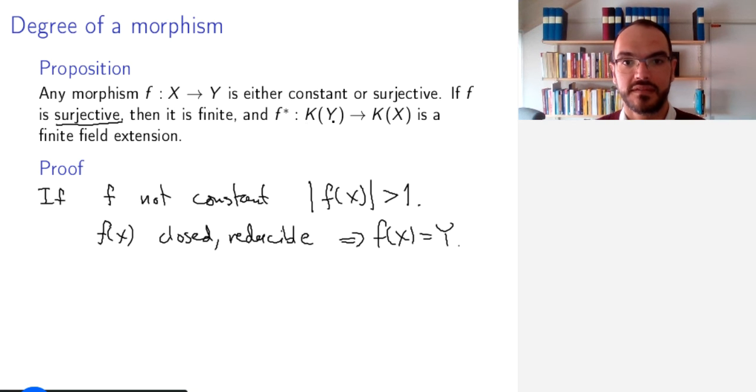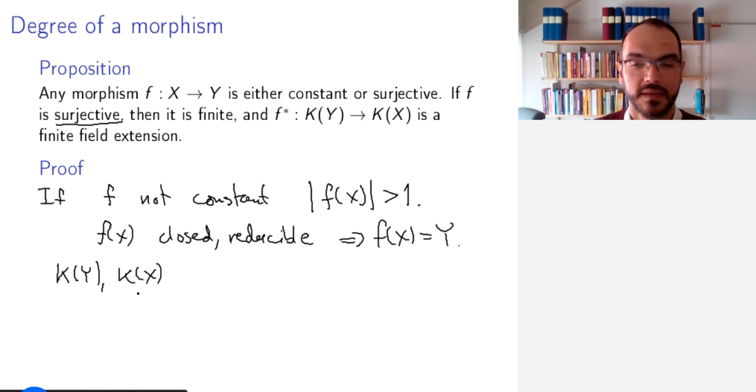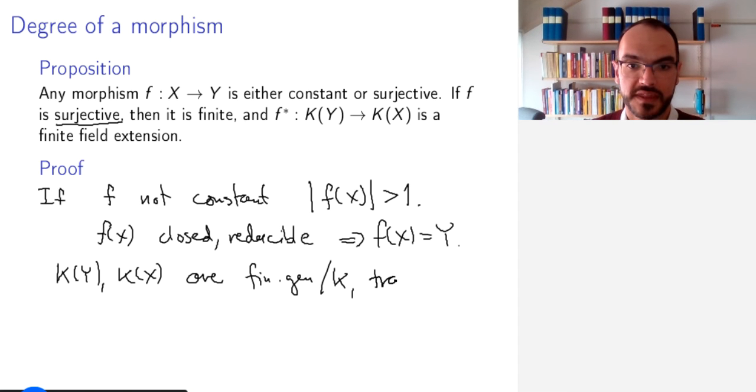To show that this is a finite field extension, this follows from the fact that both k(Y) and k(X), being the rational function fields of curves, are finitely generated over k with transcendence degree 1. And from field theory, this implies that this is a finite field extension. So there is that.